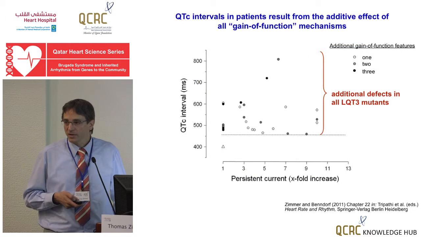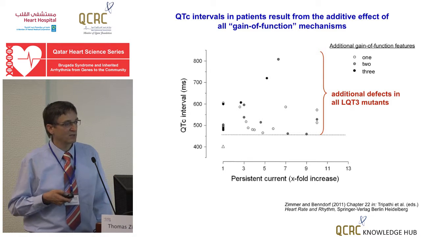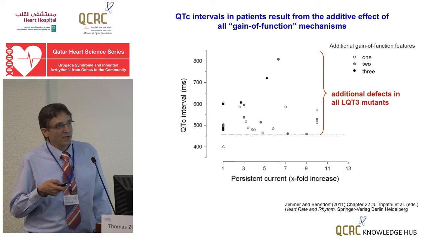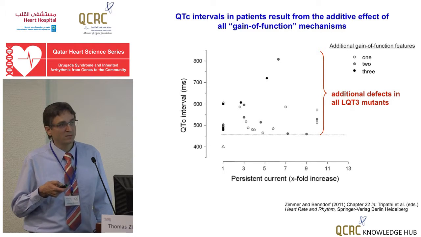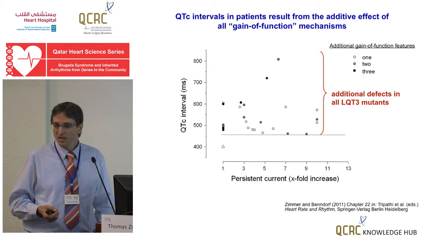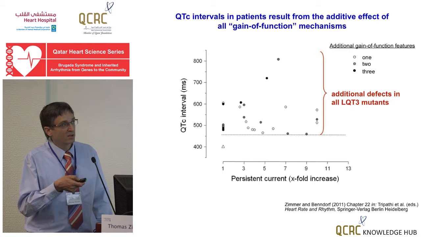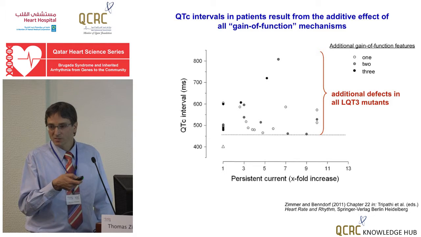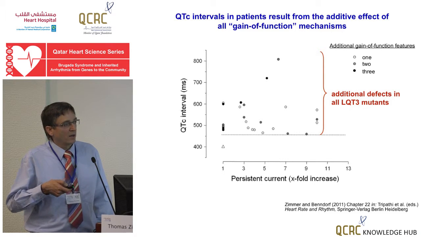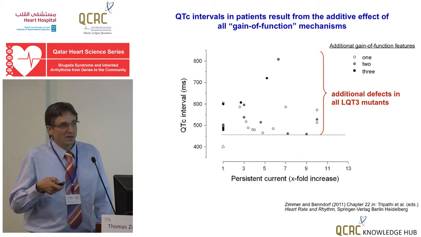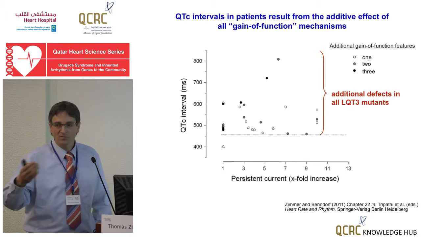So now I thought, okay, let's plot the same QTc values versus the persistent current, and let's include our knowledge on the alternative mechanisms. A light gray spot means there's one additional alternative mechanism. Gray means there are two additional alternative mechanisms, and black, there are three additional mechanisms. So if a channel is characterized by a persistent current and three alternative mechanisms, you have very long QTc values, or maybe here you have two additional mechanisms and very long QTc values, or if you have no persistent current, you have three alternative mechanisms maybe. So this means that these additional mechanisms act additively to this persistent current.